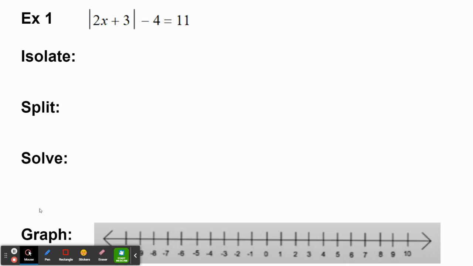Example number 1. The absolute value of 2x plus 3, minus 4, equals 11. So, what does isolate mean? Isolate means I want to get everything within these two lines by itself. So we will add 4 to both sides, leaving us with the absolute value of 2x plus 3 equaling 15. Great. We have isolated now.